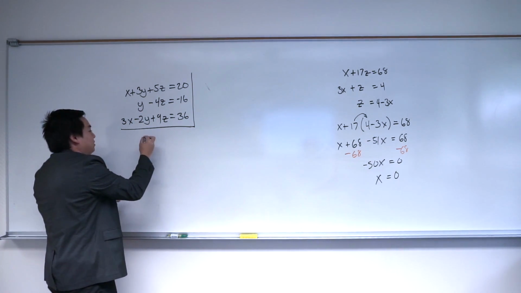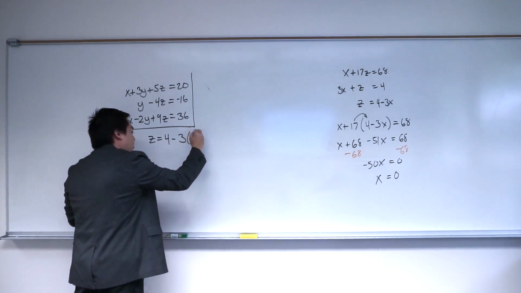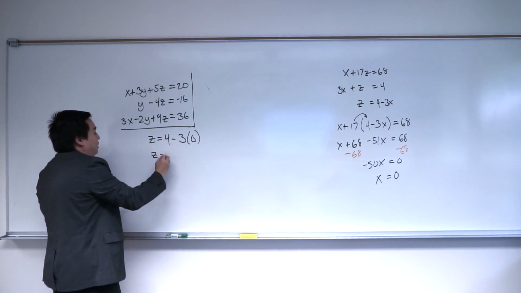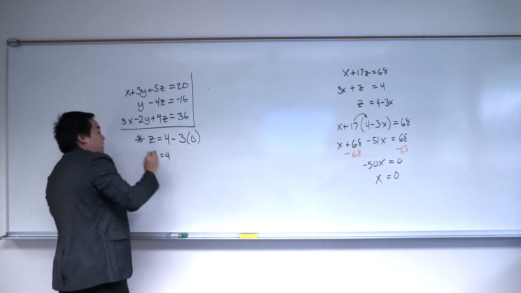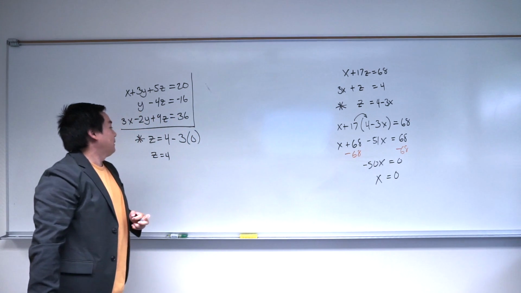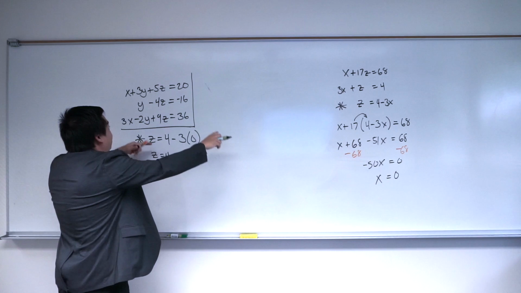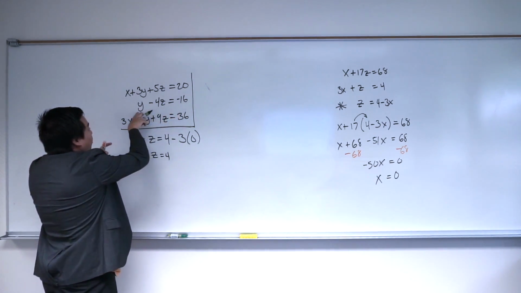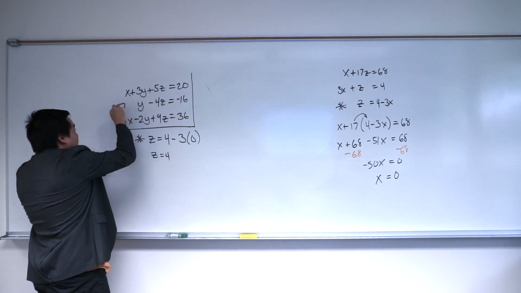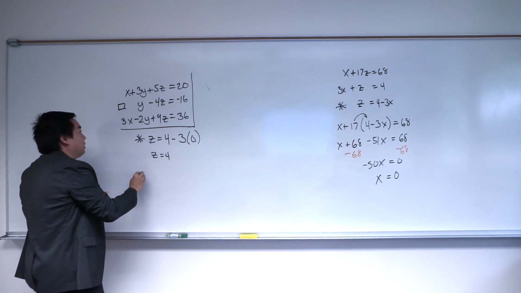Okay, so z is equal to 4 minus 3 times 0, or z is 4. And just in case you don't see, that equation is this one up here. Now we have z and x, so we can take both of those and plug it into here. Or notice that this equation in particular only has z, so it's very easy to solve for.